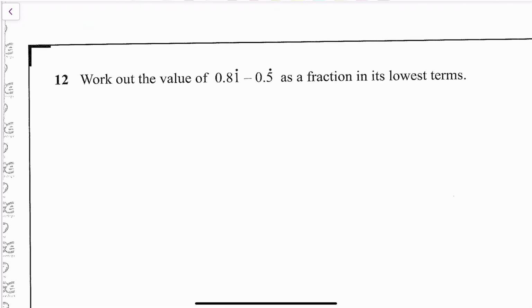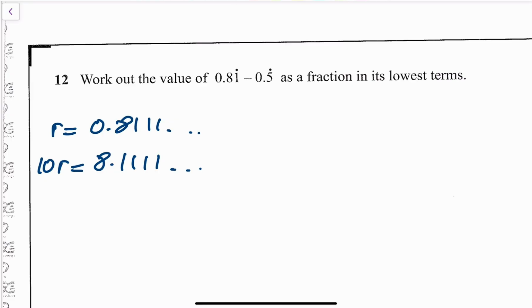Next one says work out the value of 0.81 recurring minus 0.5 recurring. Lots of ways of doing the 0.81 recurring. I'm just going to do it my old-fashioned way probably. I'm going to write my r is equal to 0.8111, and one digit is repeating, so multiply it by 10, and then that's what I get.